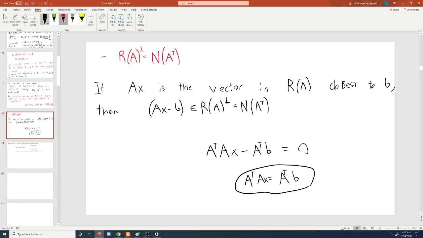And so now we can ask the following question. When can we solve this equation?